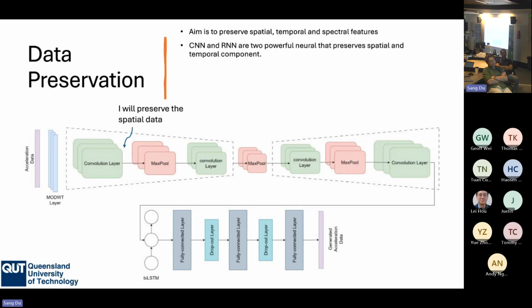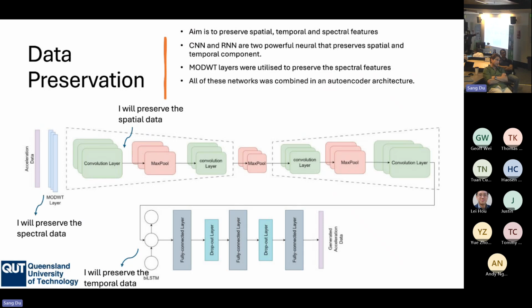And the second model is here. It's basically a BiLSTM model, which is a long short-term memory. It's a type of RNN model, recurrent neural networks, which is good for preserving temporal data. And for the spectral, I use here this MODWT layer, which is maximum overlap discrete wavelet transform. It's a type of time frequency analysis, basically a time invariant time frequency analysis. So I have all of these layers and I combine them into an autoencoder architecture.